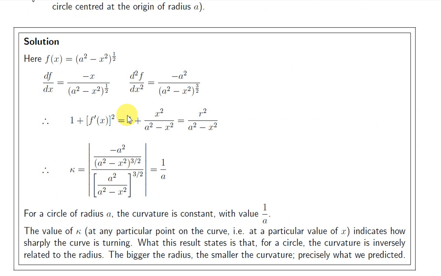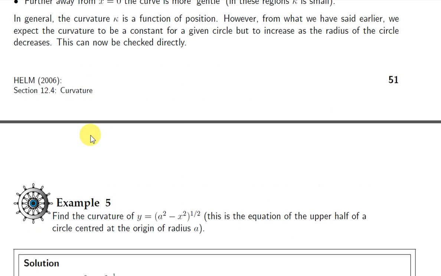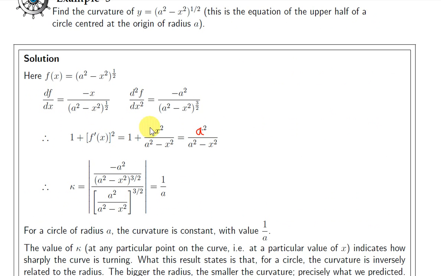And if we have a common denominator of a squared minus x squared, we will have a squared minus x squared plus x squared on top. That's a squared. So this should be a squared here. On top we have f double prime of x. So this goes in on top.